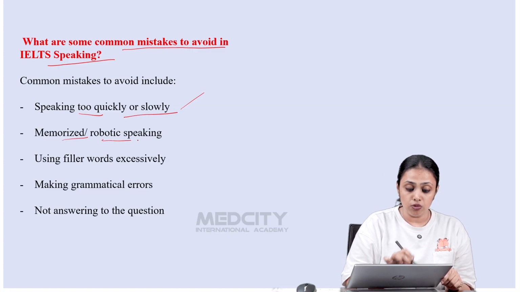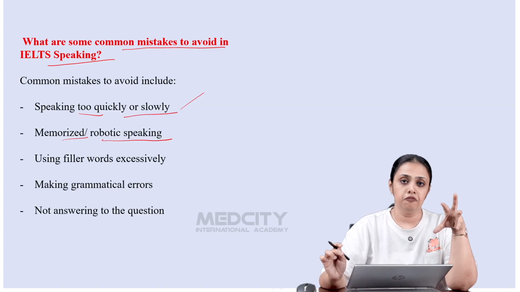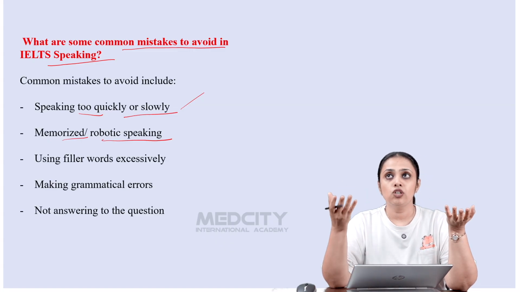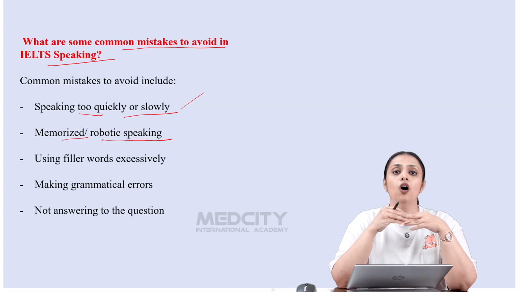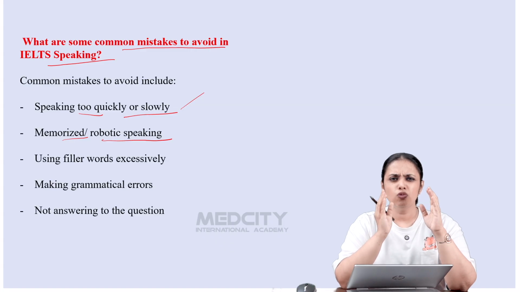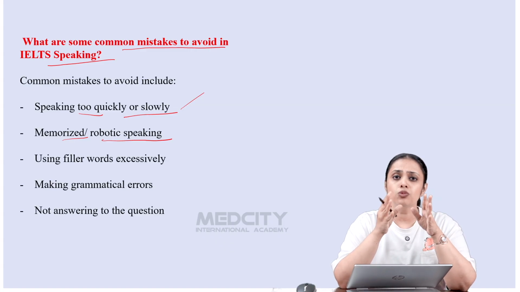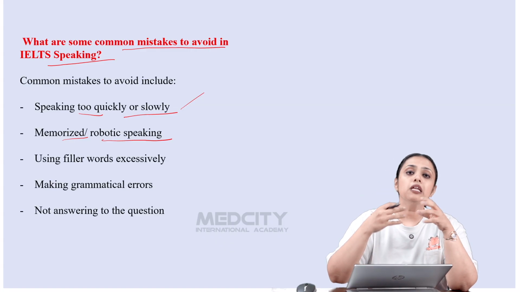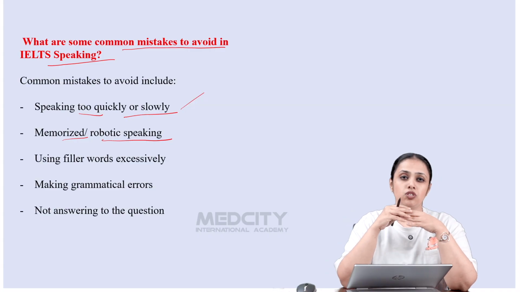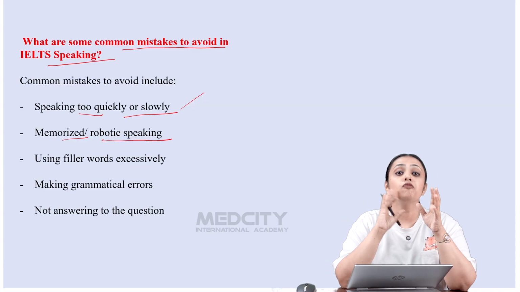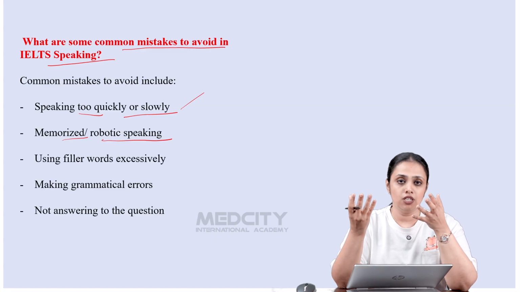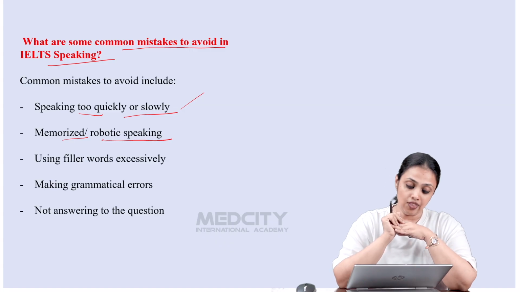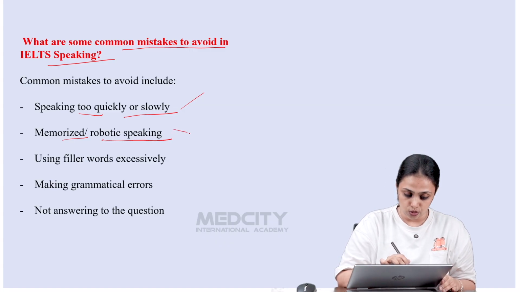Then memorized or robotic speaking. Don't memorize certain phrases, especially when you're giving answers in part 3. If you start all the answers by saying, oh, that's an interesting question, or that's a difficult question, don't go for such memorized phrases. Once in a while, if you use such phrases, that's fine. But if you repeatedly use the same kind of phrases for all the questions, it gives the examiner a feel that you have memorized these things. So don't do that. And robotic speaking, speaking without any intonation, monotonously, can also affect your score. So please don't do that.